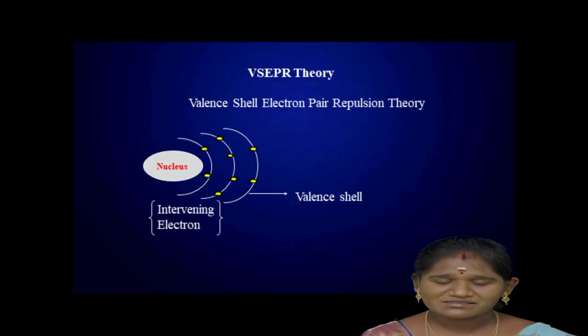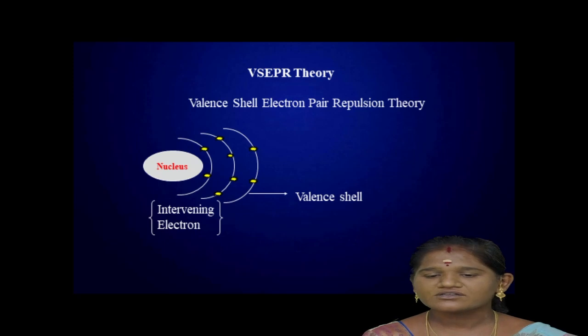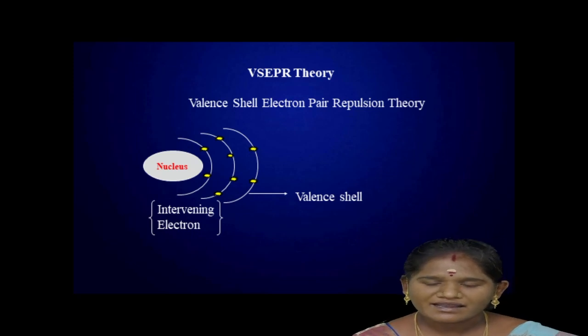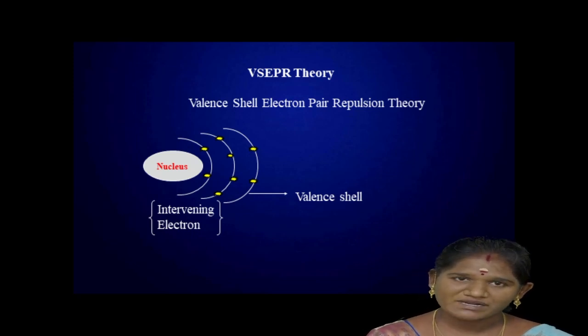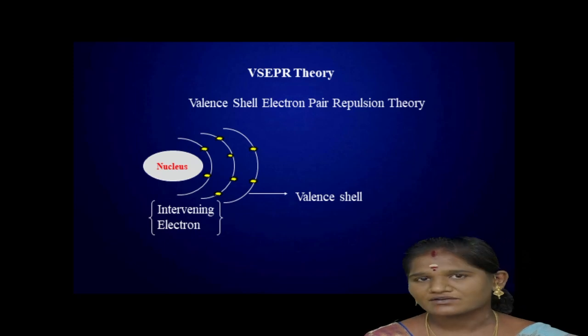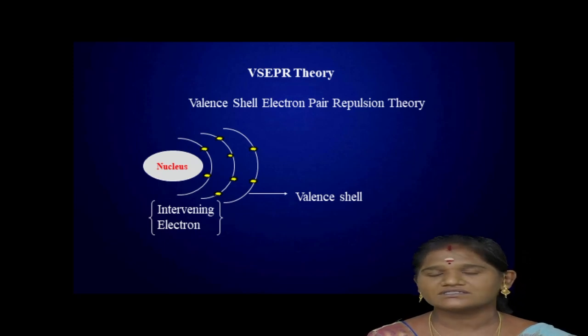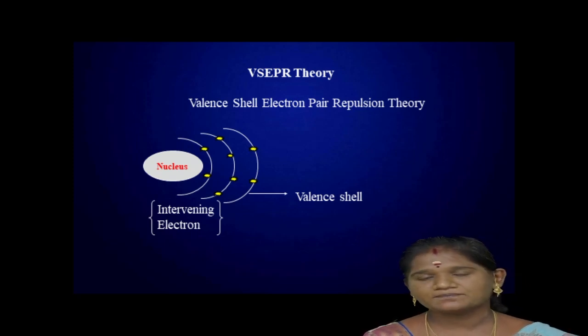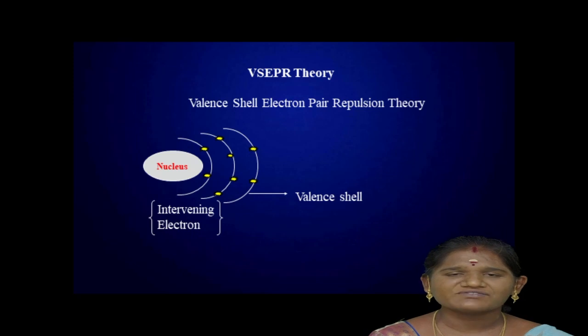Okay, so the name itself refers to what the theory is: valence shell electron pair repulsion. Consider an atom which is made up of a nucleus and many electrons. The electrons present in the inner orbitals are called inner core electrons. If this atom is going to make a bond with some other atom, it will not use the inner electrons, because these inner electrons are simply seated electrons.